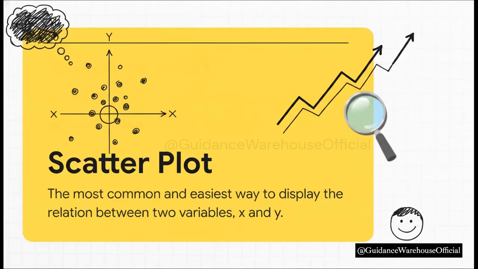Now let's bring in the technical term for what we just did with Amelia's data. When we take those X and Y coordinates and map them out visually on a grid, we create a scatter plot. Honestly, it's the most common and probably the easiest way to display the relation between two variables, X and Y. Instead of just staring at a static, boring table of numbers, a scatter plot gives us an immediate, crystal clear visual picture of cause and effect.